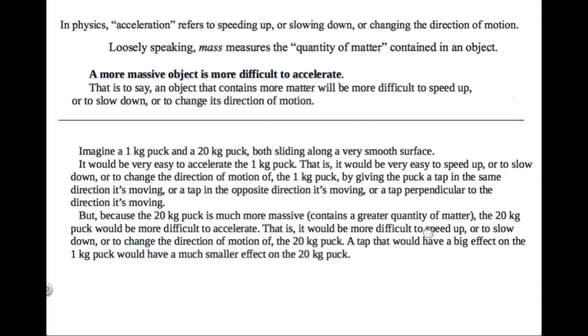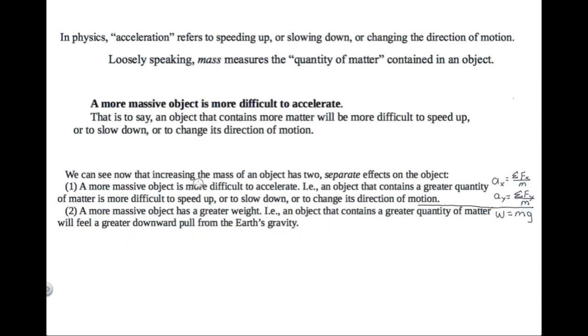It would be more difficult to speed it up, or to slow it down, or to change its direction of motion. A tap that would have a big effect on the 1 kilogram puck would have a much smaller effect on the 20 kilogram puck. So we can see now that increasing the mass of an object has two separate effects on the object. Effect number one, a more massive object is more difficult to accelerate. That is, an object that contains a greater quantity of matter is more difficult to speed up, or to slow down, or to change its direction of motion.